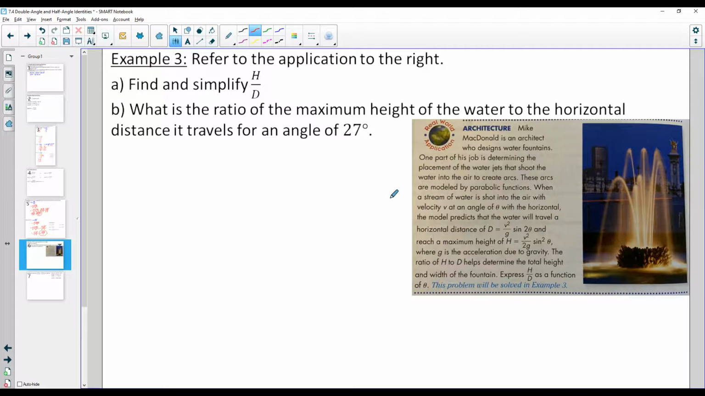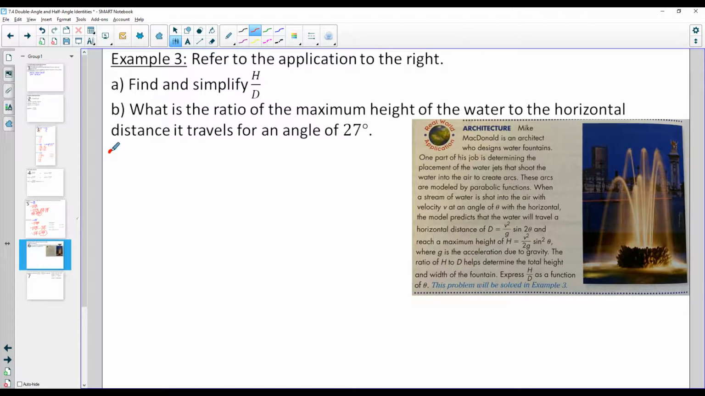The ratio h over d helps to determine the total height and width of the fountain. Express h over d as a function of theta. And so our a here is exactly that. We are finding h over d and simplifying it.